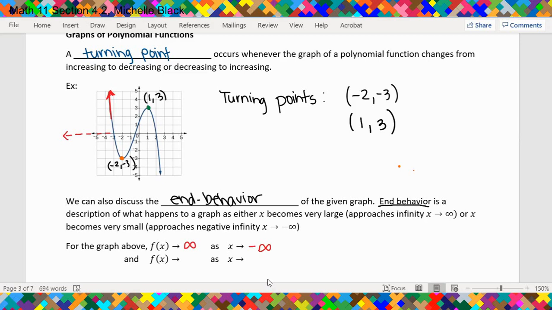And notice my f of x values, or my y values, are going down towards negative infinity as my x values are getting very large. So if this graph were to keep going down forever, it would also keep going outward. As my x's are getting really, really big, my y's are getting very, very small.